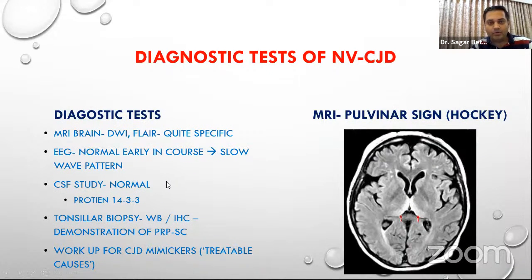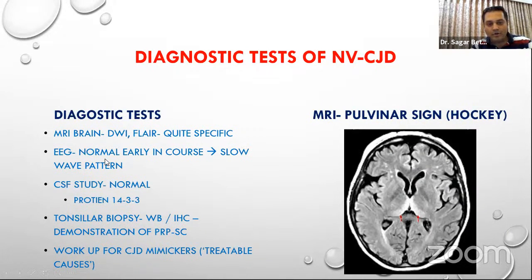So coming to the variant CJD, how is it different from the sporadic CJD? So the diagnostic test in the variant CJD, the MRI brain is reasonably specific. I would say more than 90 to 95% specific in around 3 studies, and it shows a pulvinar sign. The pulvinar subnuclei of the thalamus are specifically involved at an early stage. So it shows a hyperintensity on FLAIR as well as a similar diffusion restriction on a DWI image. And it is also called the hockey sign, which shows the end of the hockey stick like appearance on both sides.